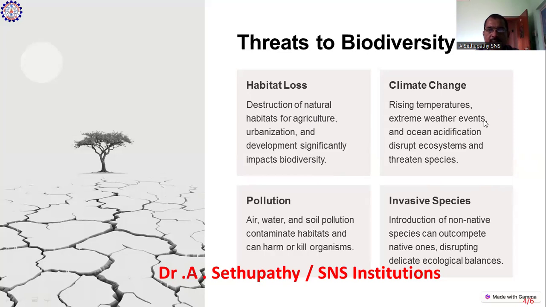Then climate change: rising temperatures, extreme weather events, and ocean acidification disrupt ecosystems and threaten species. The third one is pollution: air, water, and soil pollution contaminate habitats and can harm or kill organisms. Then invasive species: the introduction of non-native species can outcompete native ones, disrupting delicate ecological balances. These four things are the threats to biodiversity.